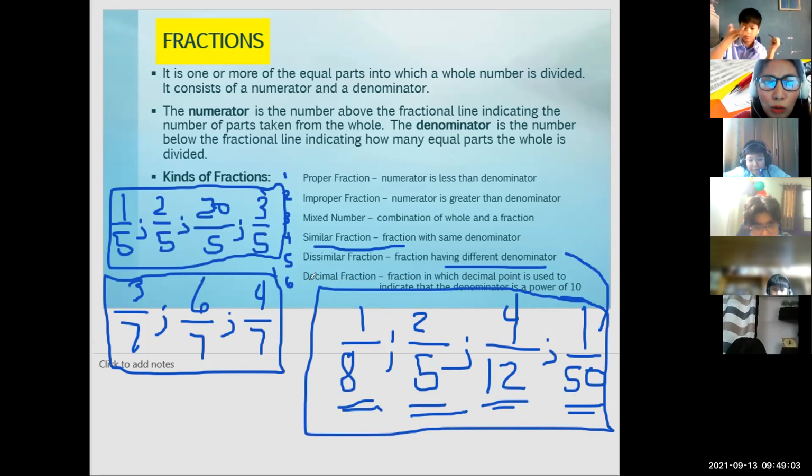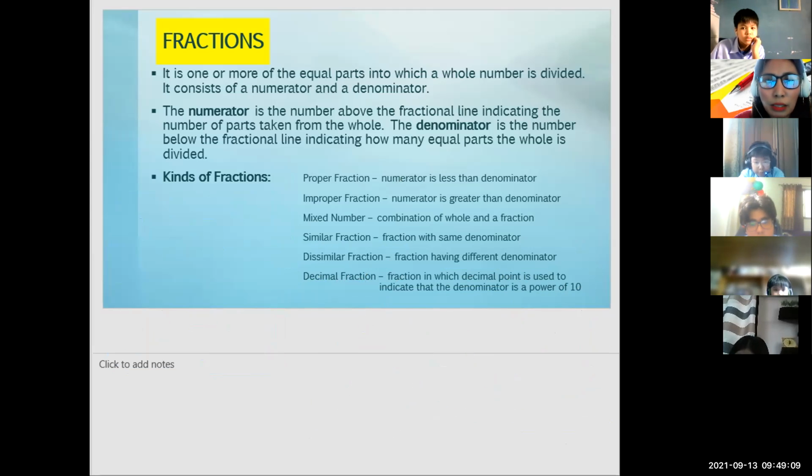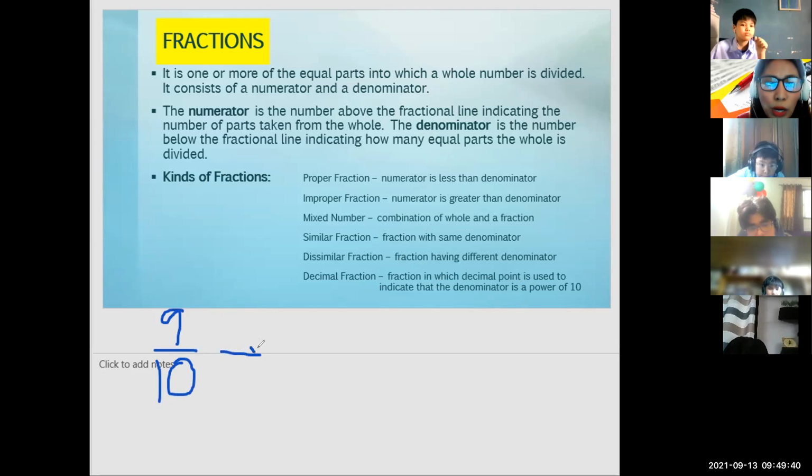Ayan. So, ano naman kapag decimal fraction? Let me erase that. So, when we say decimal fractions naman, these are fractions in which the decimal point is used to indicate that the denominator is a power of 10. How was that? Let's say if you are given 9/10. So there's no decimal point here, right? It's in the fraction form. We need to convert this one to a decimal.